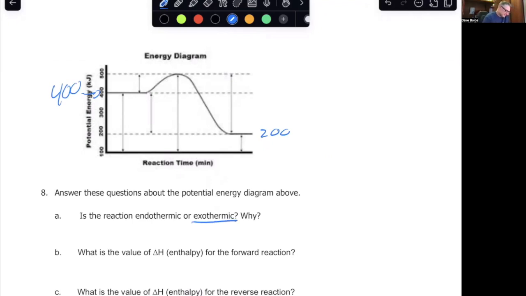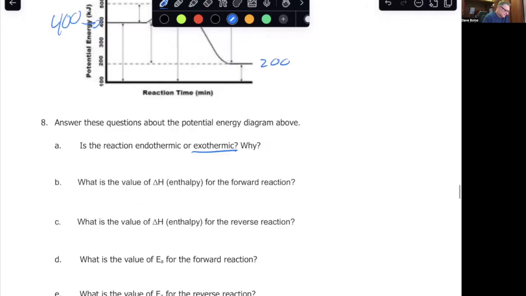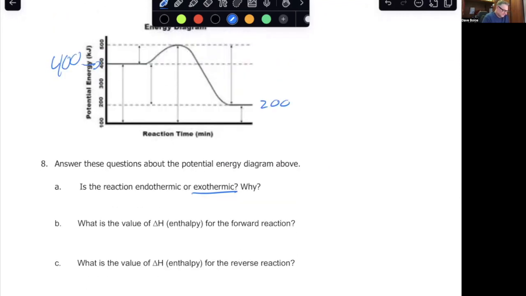So exothermic. What is the value of delta H or enthalpy for the forward reaction? Now, this is one a lot of people missed on the test. Forward reaction. So delta is always final minus initial. So in this case, for the forward, my final is 200 kilojoules minus my initial, which was 400 kilojoules, and 200 minus 400 equals negative 200.